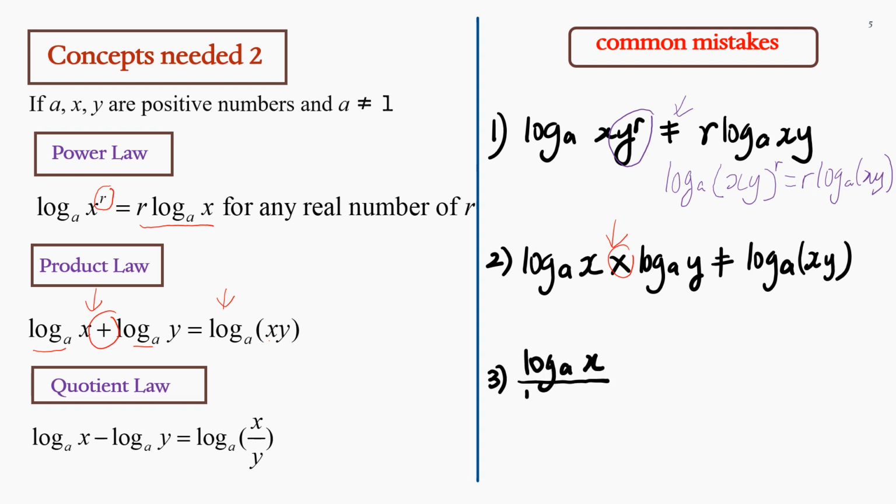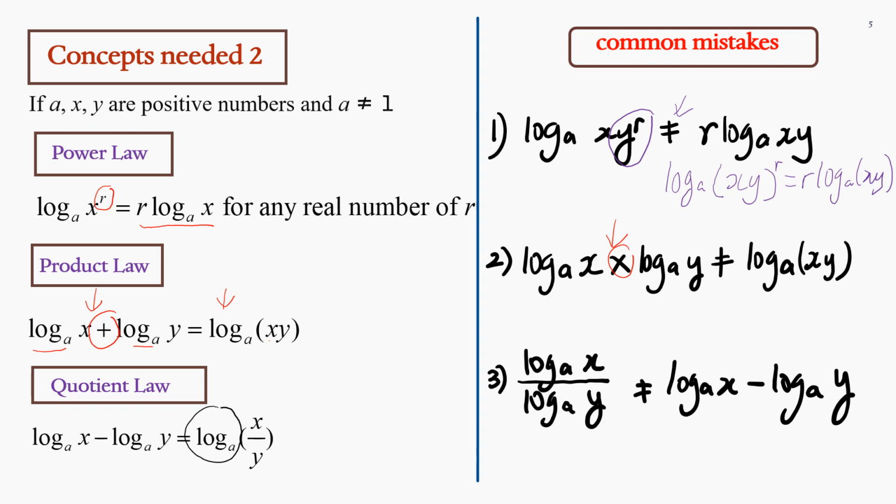Mistake number 3. Likewise, if you look at your quotient law, it goes from 1 single log of x divided by y to become 2 separate logs. 1 single log becomes 2 separate logs. So what we have here is 2 logs, so definitely you can't apply the quotient law here. So please take note of these common mistakes and don't make them. Learn the laws correctly.